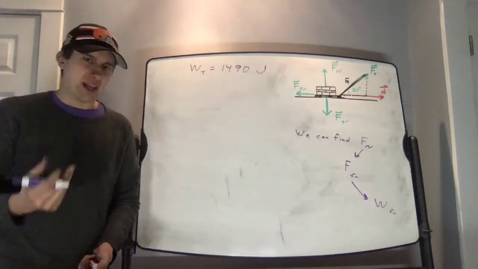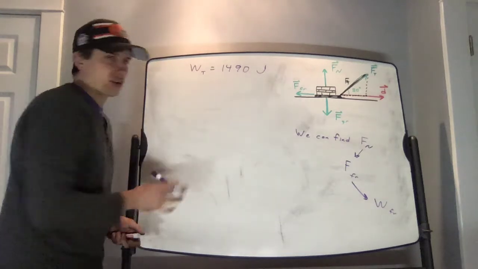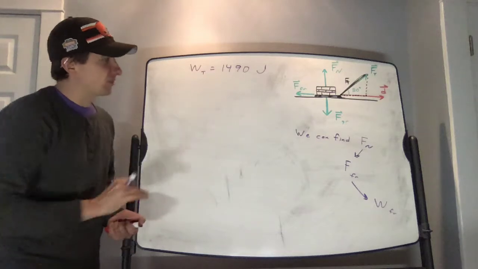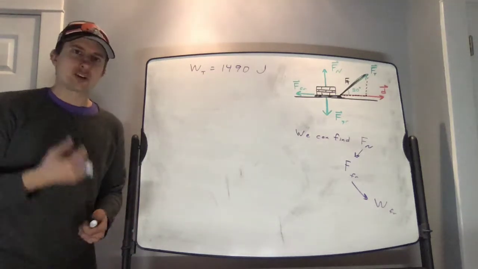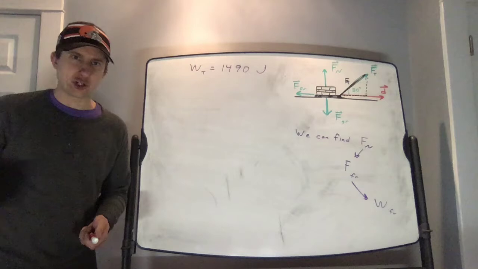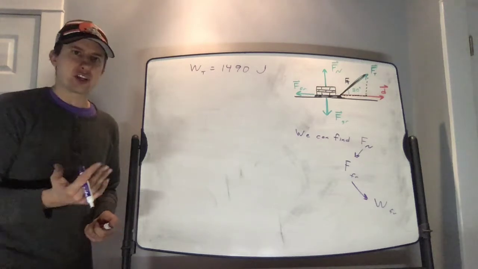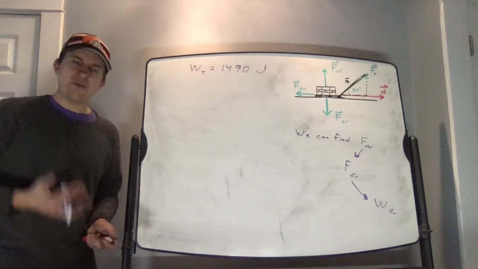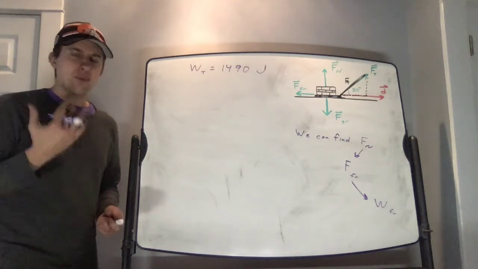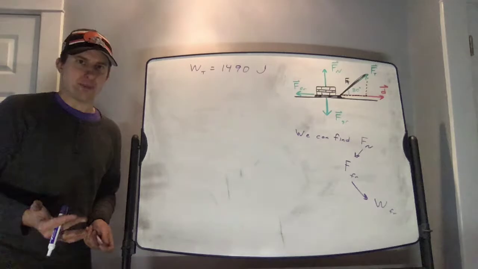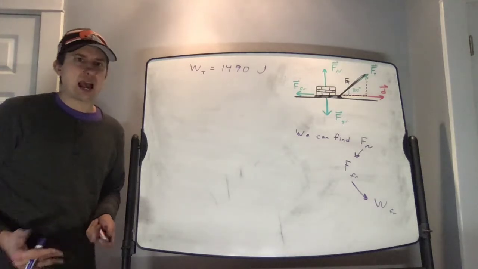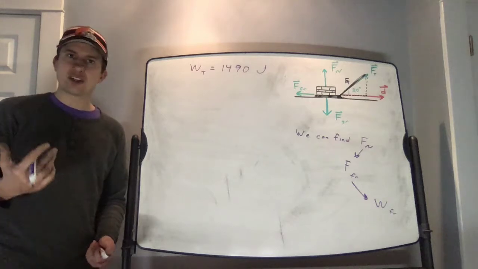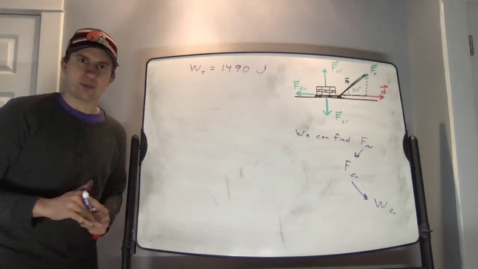But I claim that we do not need to go through all of these steps. I claim that it is possible to determine the work done on the sled by the force of friction without having to do any calculation at all. This is something we could just do in our heads. So if you want, pause the video, think about what we've talked about so far in this chapter, and see if you can figure out how we could determine the work done by friction on the sled without having to do any calculation on paper.